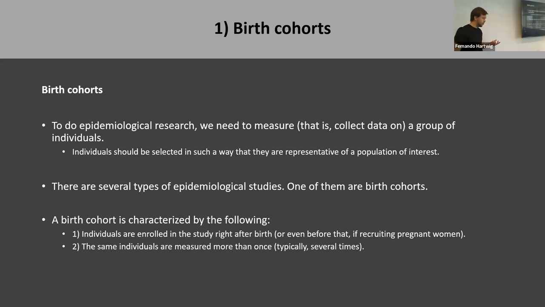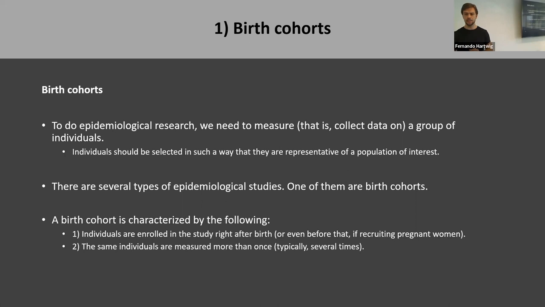If you want to do epidemiological research, we need to measure a group of individuals. When I say measure a group of individuals, I mean we need to collect data on a group of individuals. And those individuals should be selected in such a way that they are representative of the population that we want to study. So if I want to study, say, the adult population in the urban area of Pelotas, then the group of individuals that I select for my study should be more or less representative of this broader group, which is my population.